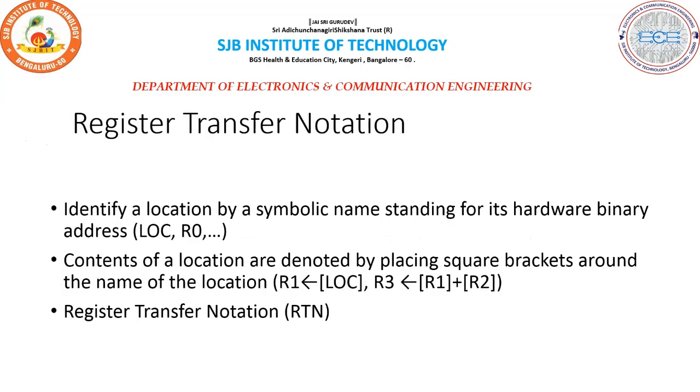The first one is register transfer notation. Identify a location by a symbolic name standing for its hardware binary address, for example LOC. The contents of a location are denoted by placing square brackets around the name of the location, so that the content of location LOC is moved to register R1. This can also be written as [R1] + [R2], where the contents are added and the result is moved to register R3. This is known as register transfer notation.